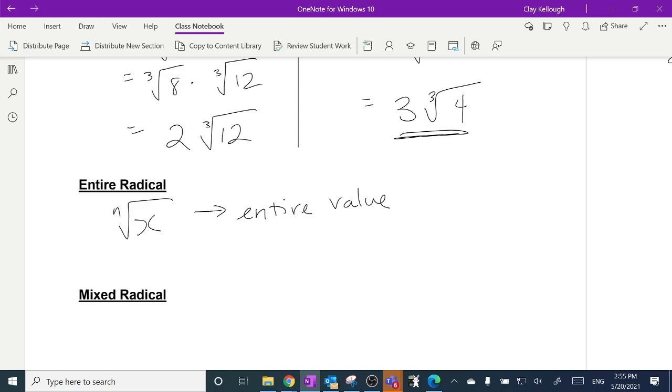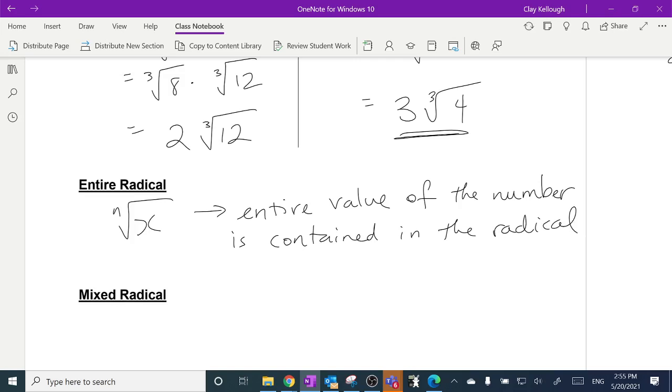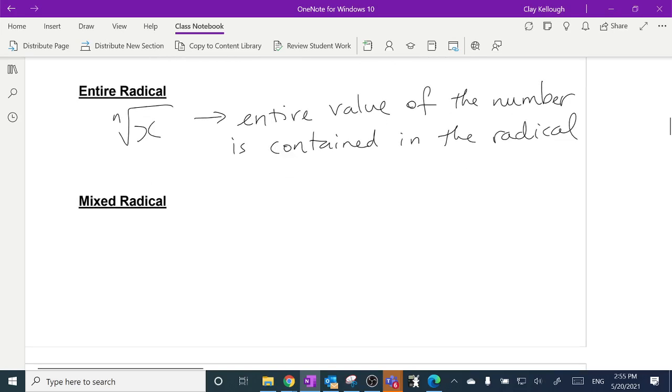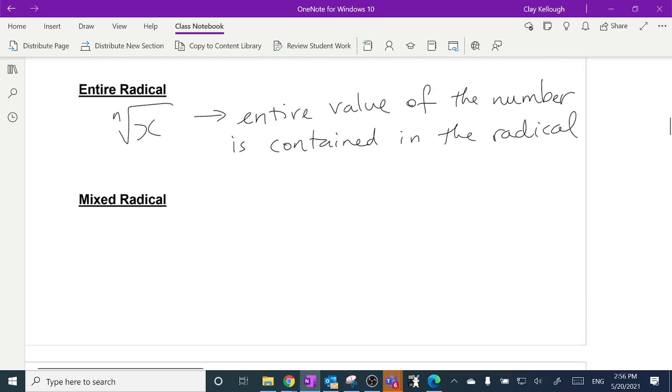value of the number is contained in the radical. All right, so let's do what we did up above, backwards. So a mixed radical is the opposite.